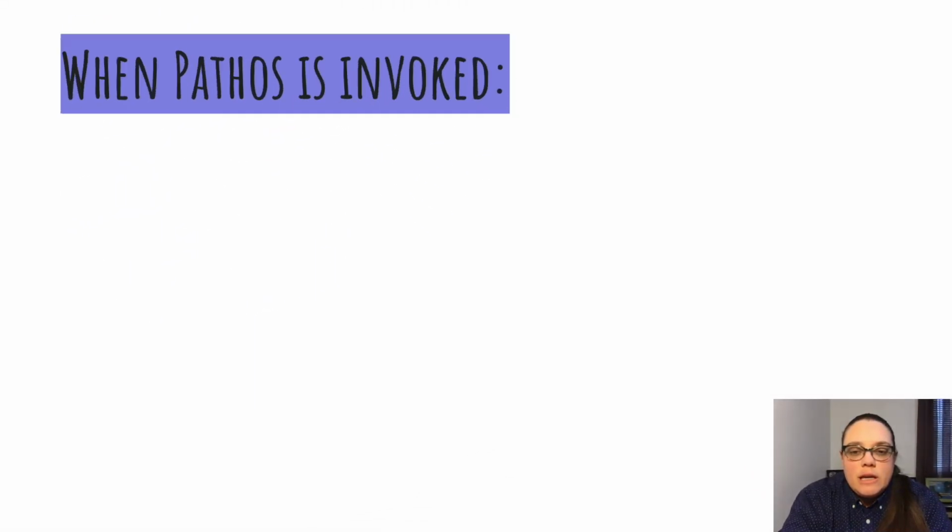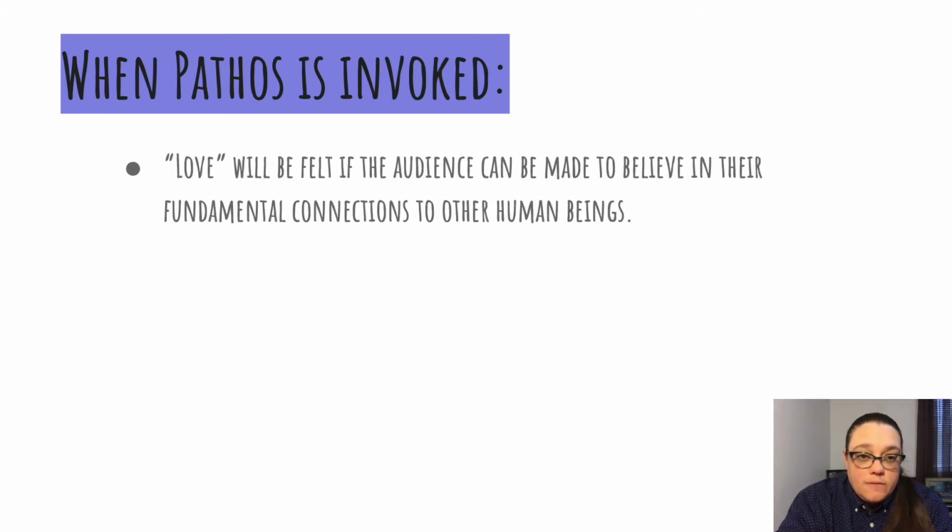Okay, so let's look at an example. Let's say a rhetor is trying to convince an audience of middle-class Americans to donate money to a hurricane relief fund. The rhetor can make pathetic appeals to an audience's feelings of love, pity, fear, maybe even anger. And the extent to which any of these emotions will be successfully engaged, of course, will vary from audience to audience. So we can see that love will be felt if the audience can be made to believe in their fundamental connections to other human beings.